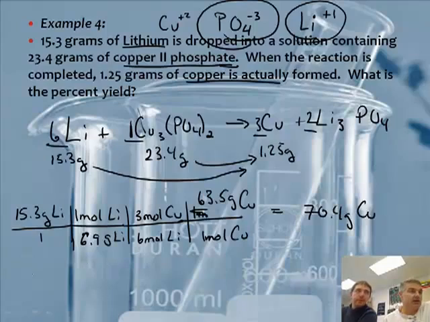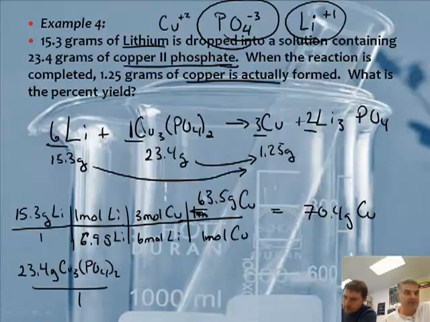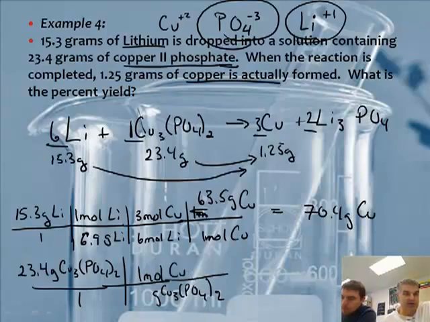Okay, all right, so now we're going to take the 23.4 grams of Cu3(PO4)2. I'll write this 100 times. And then grams of Cu3(PO4)2, that's going to be pretty complex in terms of its molar mass. You'll have 3 times 63.5, plus 2 times 31, plus 8 times 16. Can you do that in your head? I don't know. 380.5.